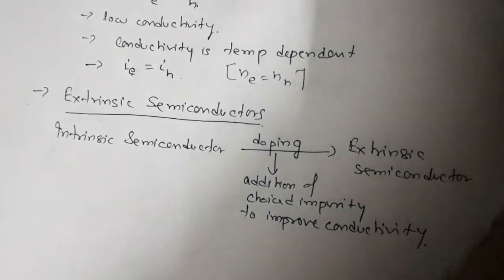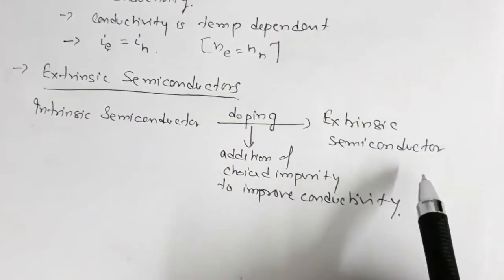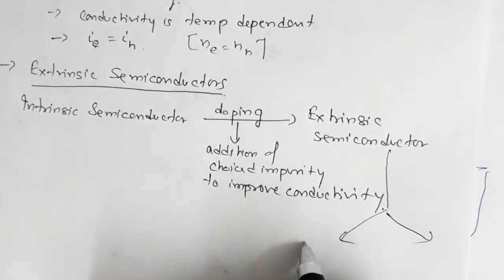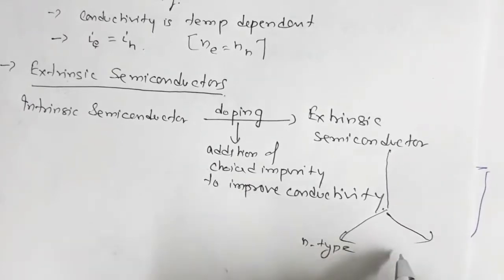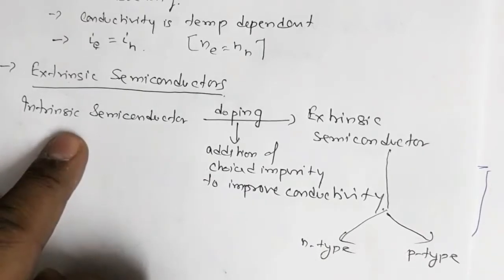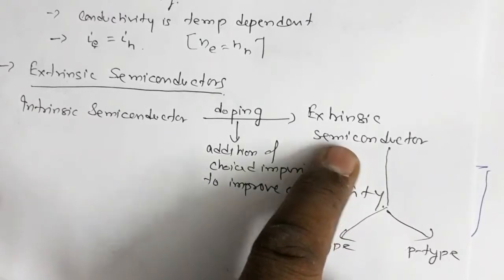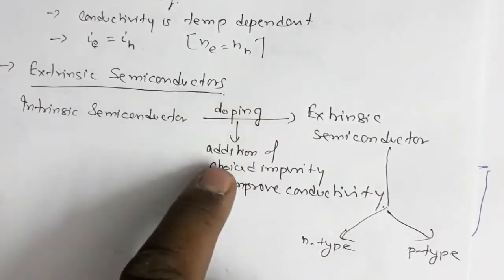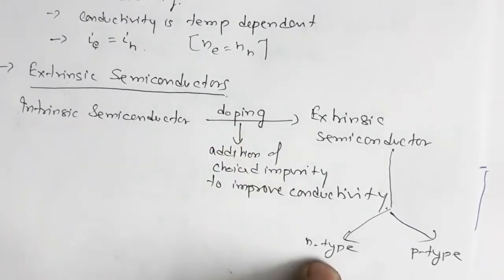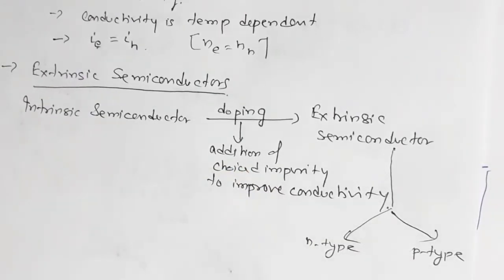Okay. Now based on the nature of impurities added, we have two kinds of extrinsic semiconductors. One is N type, the other one is P type. So intrinsic semiconductor is converted into N type extrinsic semiconductor or P type extrinsic semiconductor based on this doping, addition of choiced impurity. Addition of a particular type of impurity will lead to formation of N type semiconductor. Addition of a different kind of impurity will lead to the formation of P type semiconductor.